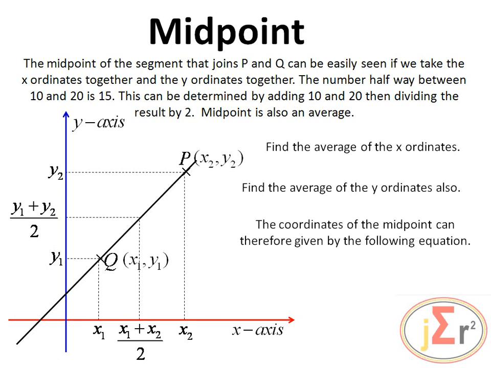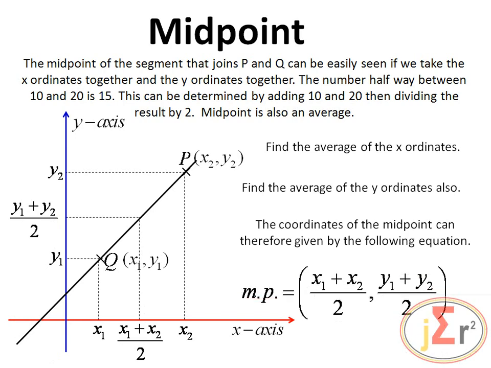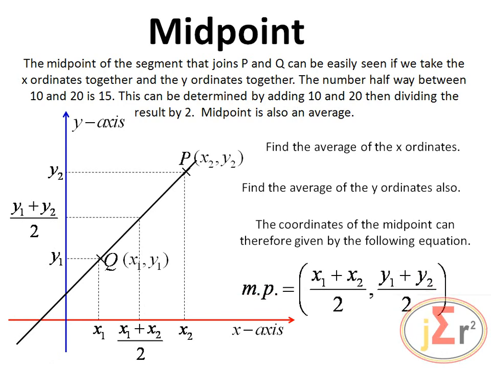The coordinates of the midpoint can therefore be given by the following equation. So the midpoint is the x-ordinate, which is the average of the two x-ordinates, and the y-ordinate, which is the average of the two y-ordinates.